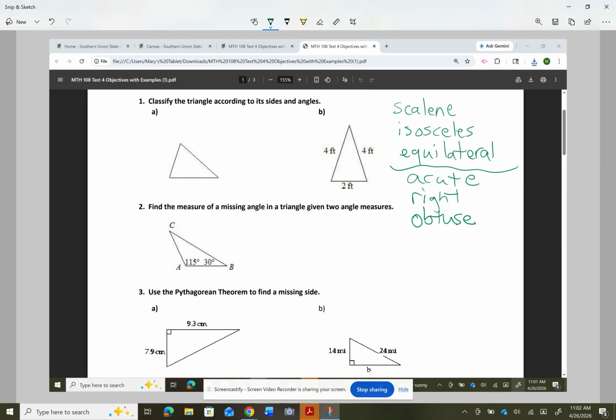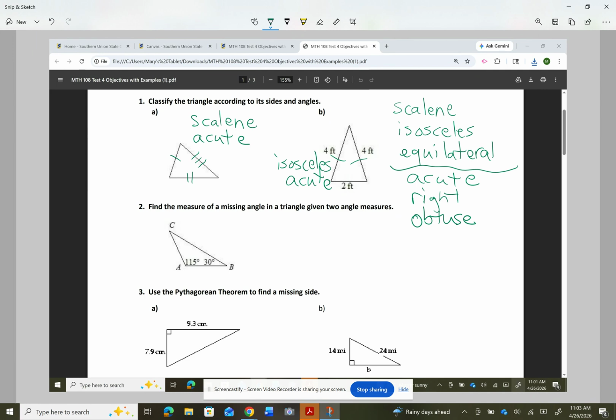So this first triangle, they didn't mark that the sides were the same and they don't appear to be, so that would be scalene. And none of the angles appear to be 90 or bigger, so that makes it an acute triangle. All right, this one's also acute, the second one. All the angles look like they're less than 90, but these 2 sides are the same, so that makes it isosceles.